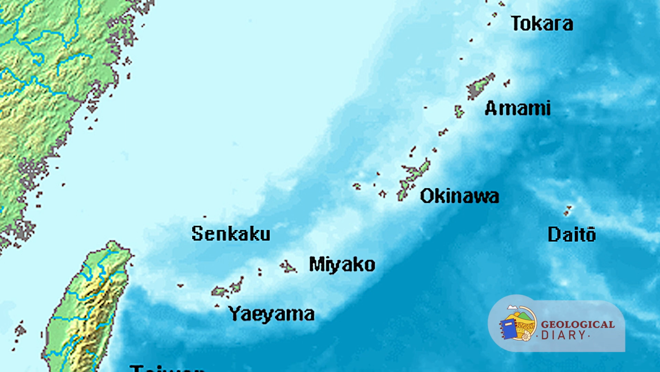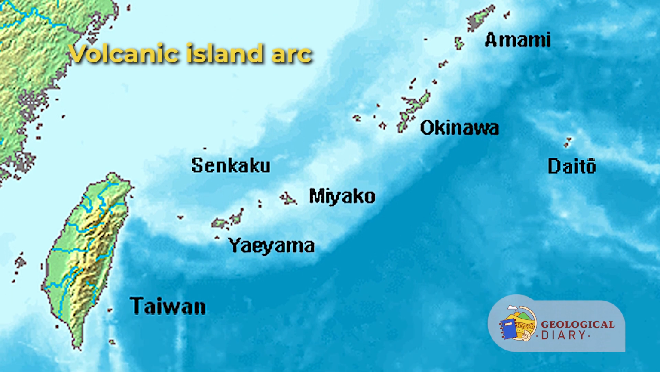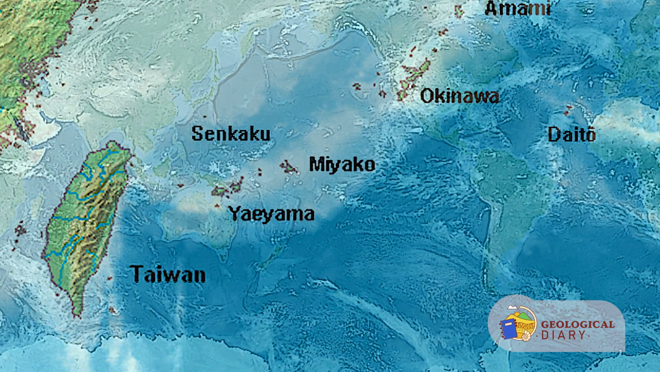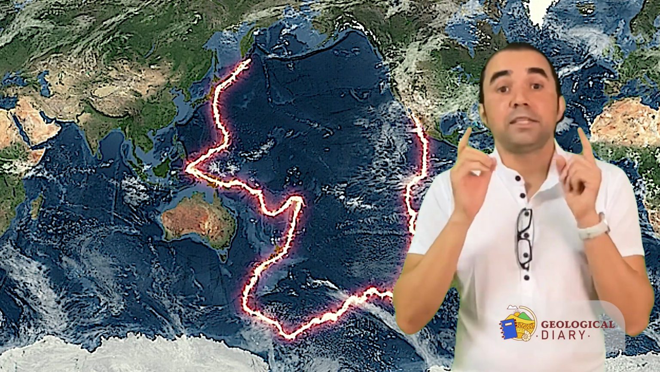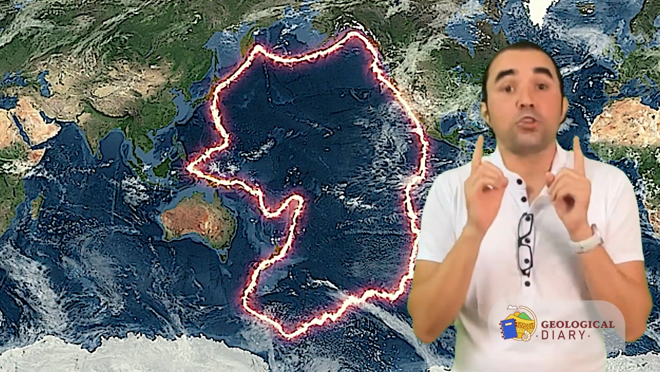Thus, it receives precisely that name, a volcanic island arc, or simply an island arc. The Pacific Ocean is full of these examples. To illustrate this, let's check out this map. For instance, take the Aleutian, Mariana, and Tonga Islands.